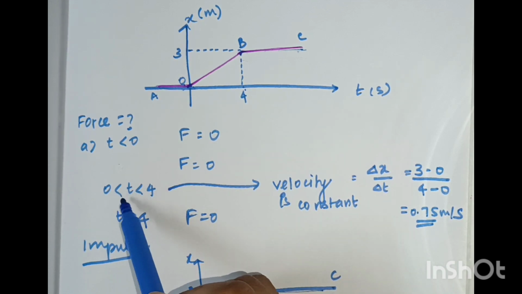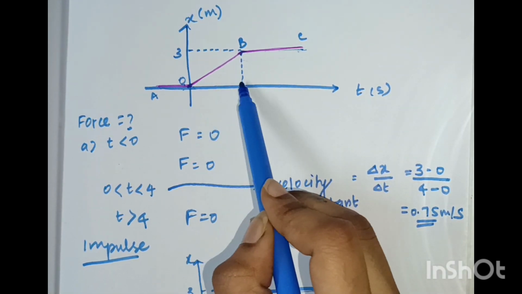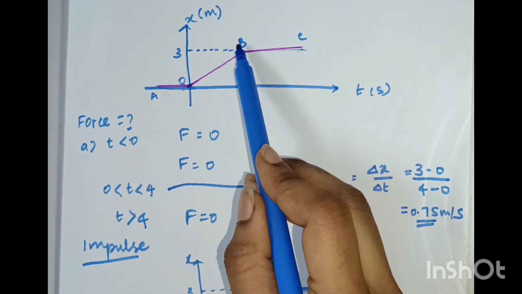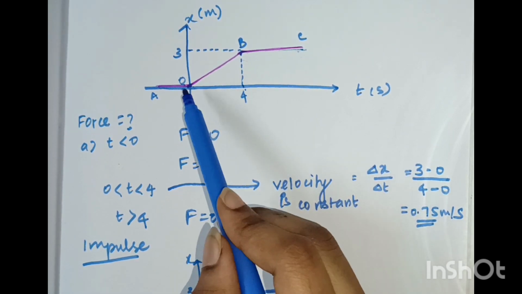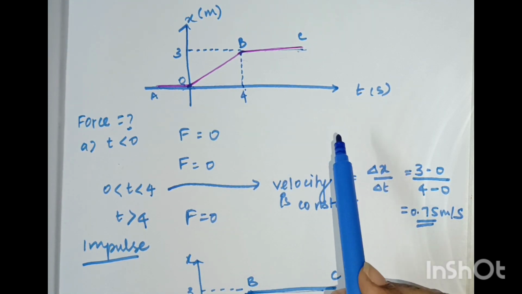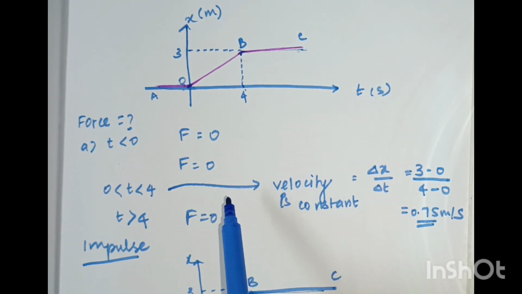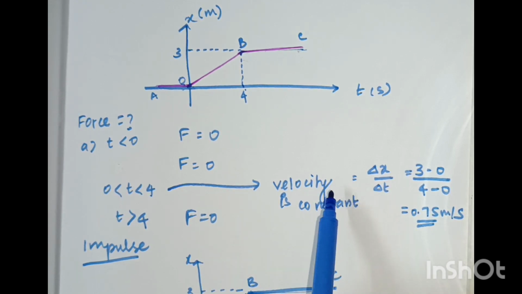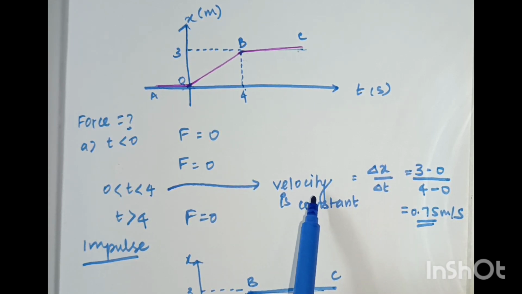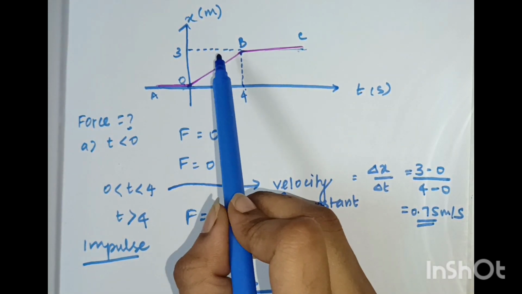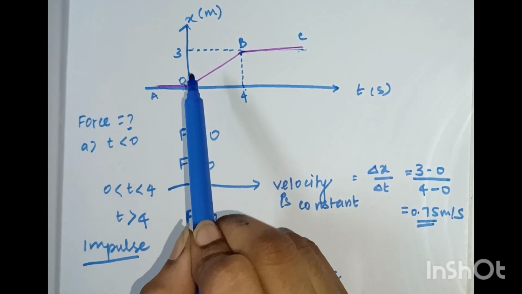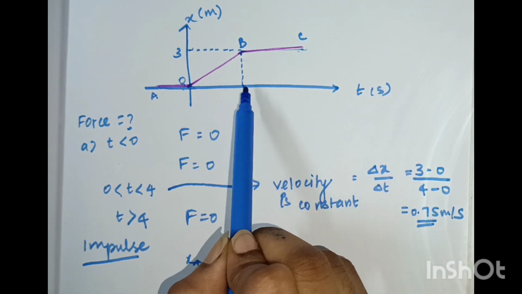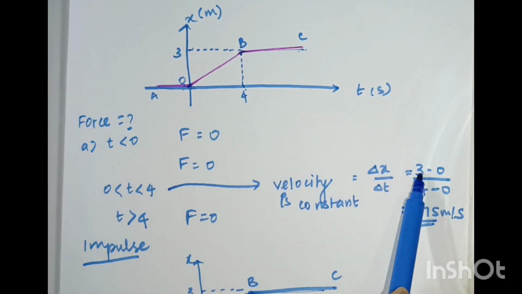Similarly for 0 to 4 seconds, the velocity is constant because the slope is the same everywhere. It is a straight line passing through the origin, so velocity is constant and has some value. If we want, we can calculate the value of velocity, that is dx by dt, the slope of the graph, y2 minus y1 by x2 minus x1. So 3 minus 0 by 4 minus 0, that is 0.75 meter per second.